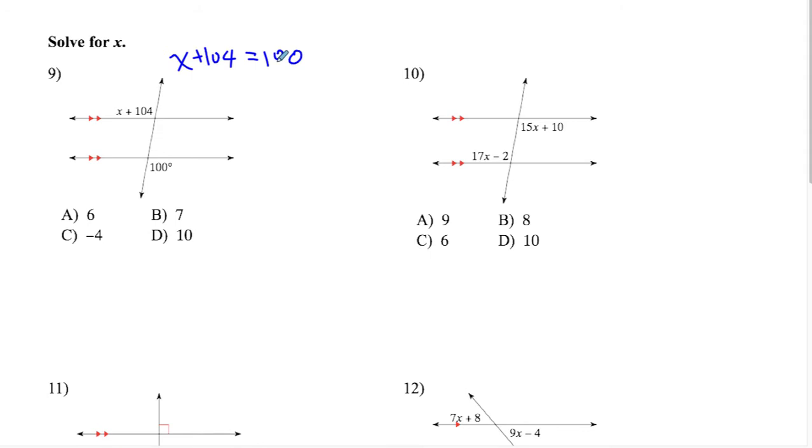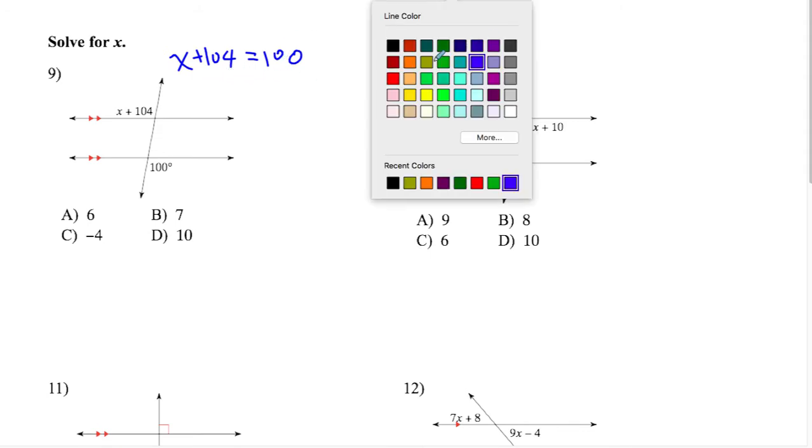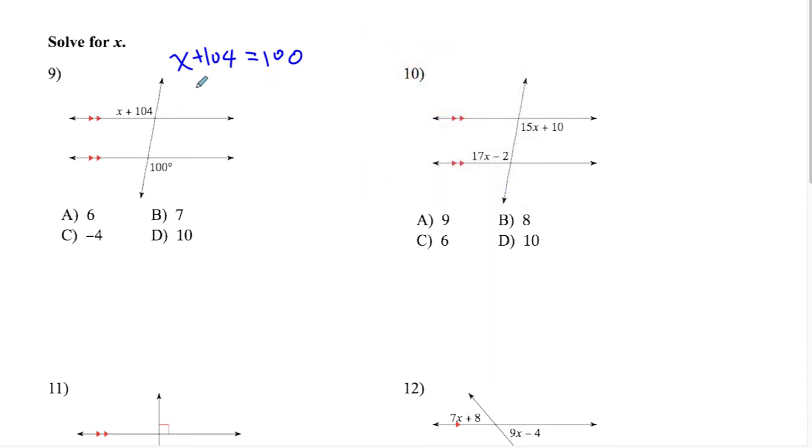I have to subtract 104 on both sides. Minus 104, minus 104, and I get x by itself is equal to negative 4.